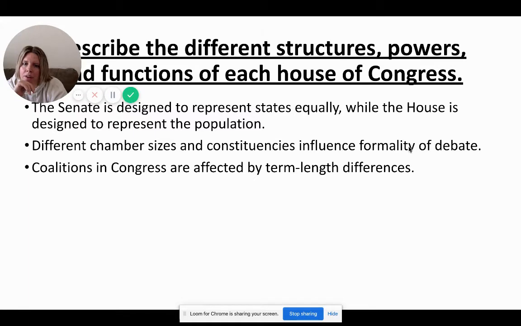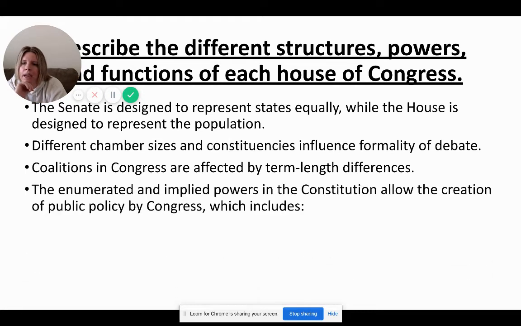Know that coalitions are affected by term length differences. Definitely in the House, you are hustling. You are every 2 years on the clock, up for re-election. So I would say if I'm in the House, I'm much more likely to be a delegate and just vote how my constituents want. It's really scary for me to have to vote what I think is best, knowing that I'm up for re-election in 2 years.